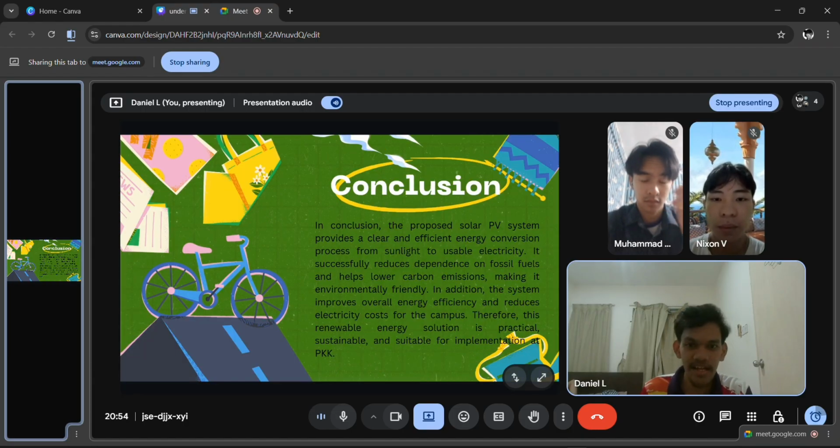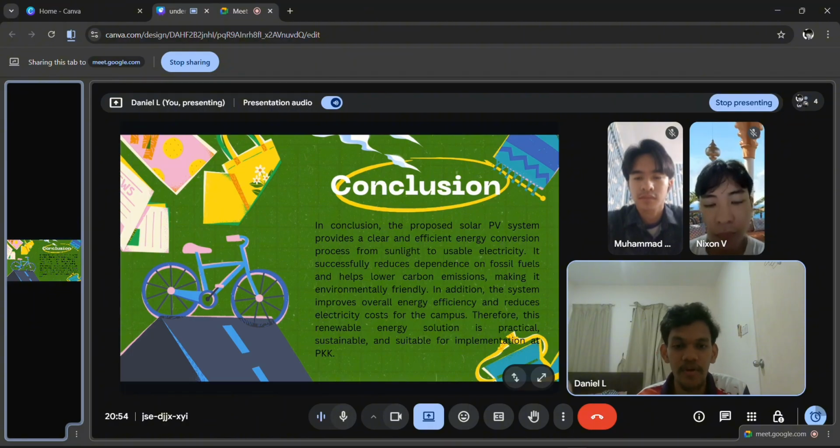In conclusion, the proposed solar PV system provides a clear and efficient energy conversion process from sunlight to usable electricity. It successfully reduces dependence on fossil fuel and helps lower carbon emission, making it environmentally friendly. In addition, the system improves overall energy efficiency and reduces electricity costs for the campus. Therefore, this renewable energy solution is practical, sustainable, and suitable for implementation at PKK.